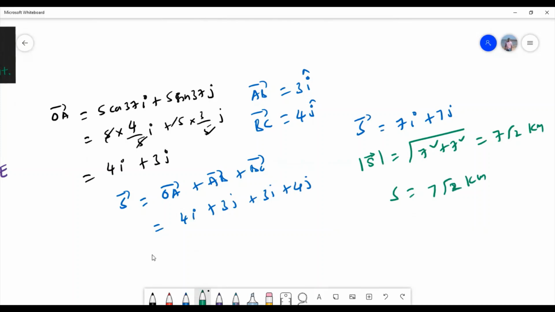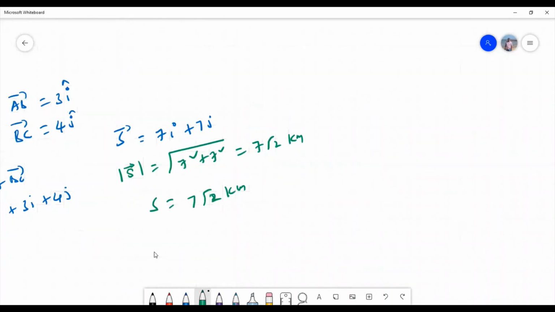Then what is the direction of the displacement? This S bar, now we can say, is i plus j in the first quadrant. So this is the direction of S bar. Now what is the angle it is making? That's what we want to find out. This we can simply find out.